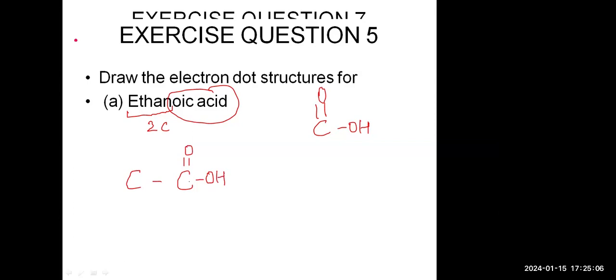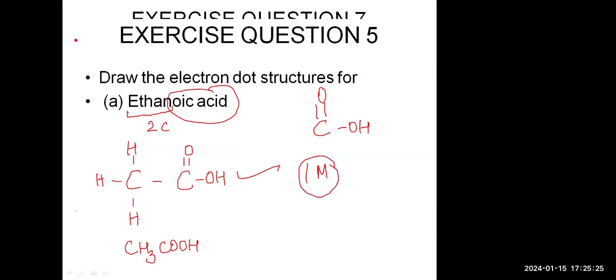Now you can see all four valencies are satisfied for the second carbon, but for the first carbon they are not. So let us add hydrogen. So this is CH3COOH. This is the structure. You can have a 1 mark question like this.